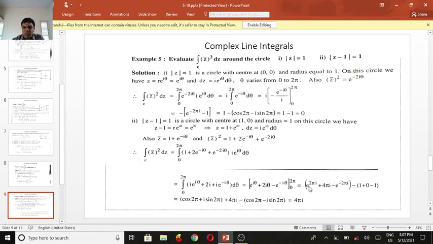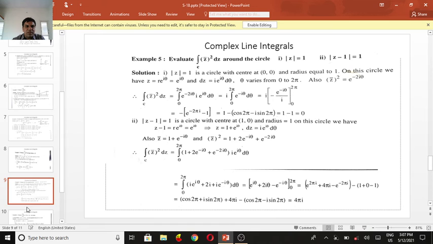Again converting using Euler's formula, we get cos 2 pi plus i sin 2 pi plus 4 pi i minus cos 2 pi minus i sin 2 pi. The cos 2 pi terms cancel, and minus of minus gives plus, so the sin terms cancel as well. We get 4 pi i left. Again, one more problem we come to.